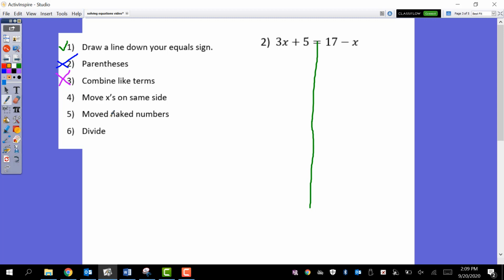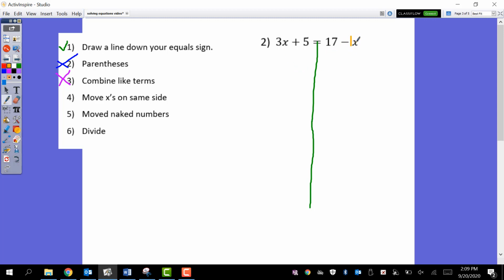All right, next, we're moving the x's on the same side. So I want my x's to be on the left. So obviously I have an x here. Do I have an x on the right side? Yes, I have that negative x, so I actually have to move it now. If I want to move negative x, now we know that really means it's negative 1x.